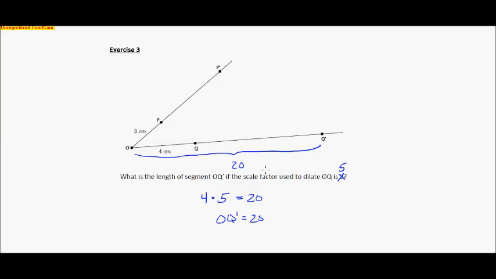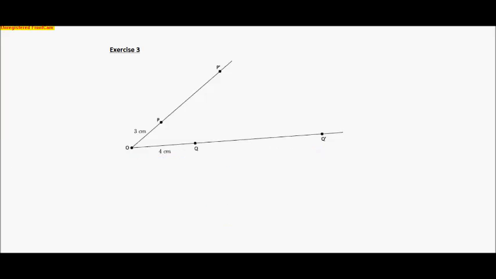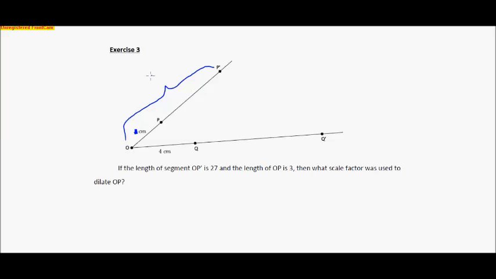Now, one last one. We want to go the other way. We want to give you the length of something and say what is the scale factor. Okay, so that's no big deal. Let's turn that one on. And here we go. If the length of segment OP prime is 27, now in this case we're going to cross out this 3 up here because we're not going to use that anymore. I'm going to label this to be 27, and the length of OP is 3. Then what scale factor was used to dilate OP?